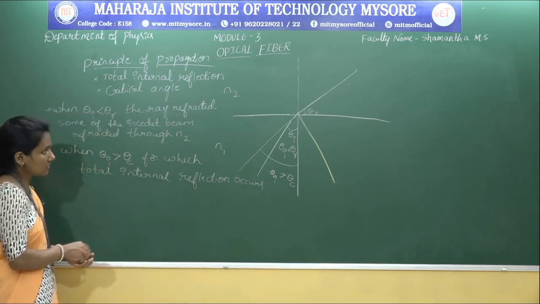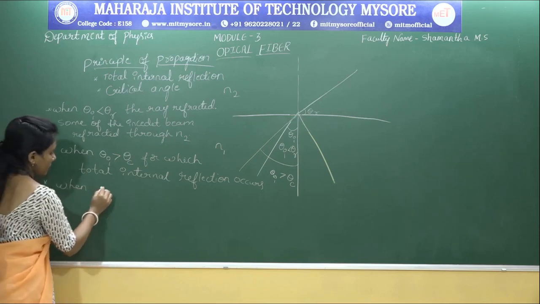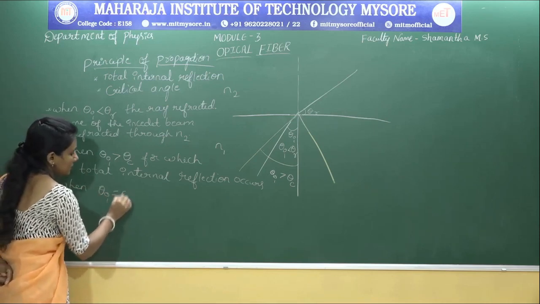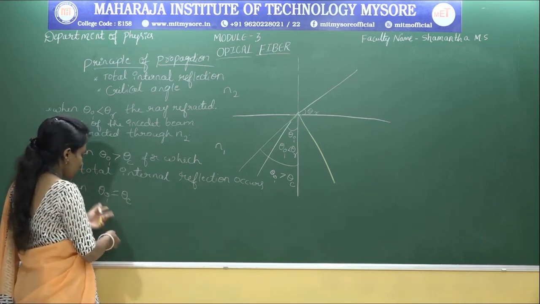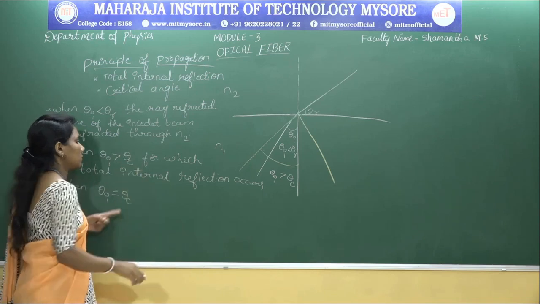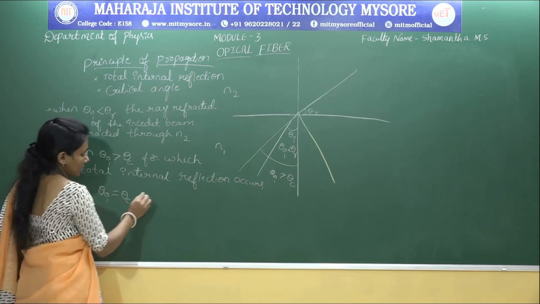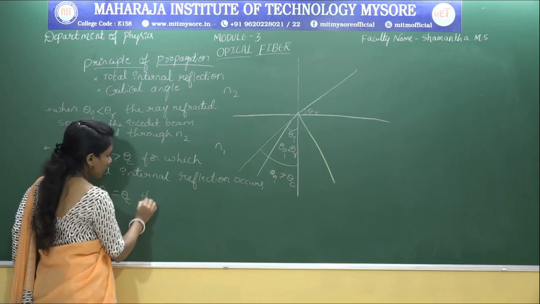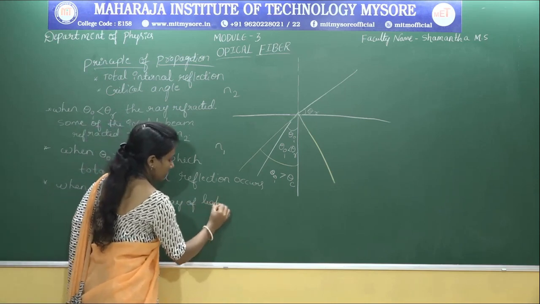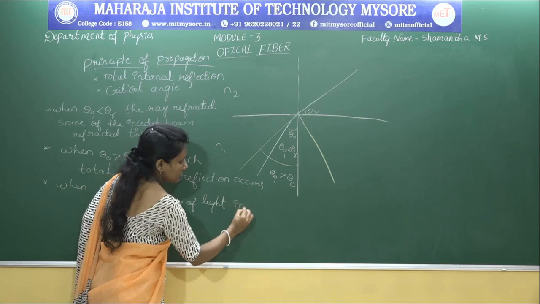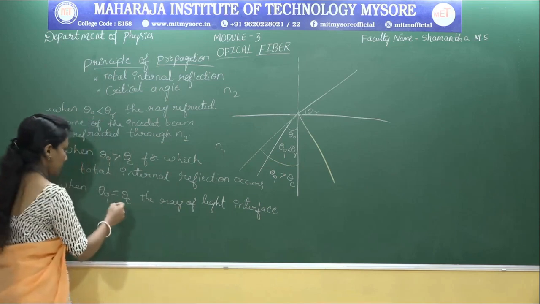Next, similarly, when theta, the angle of incidence, is equal to the critical angle, suppose that happens. At that point the ray of light travels along the interface between the denser and rarer medium.